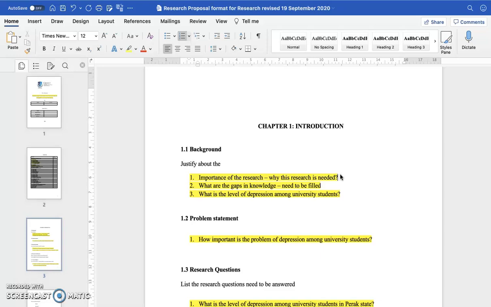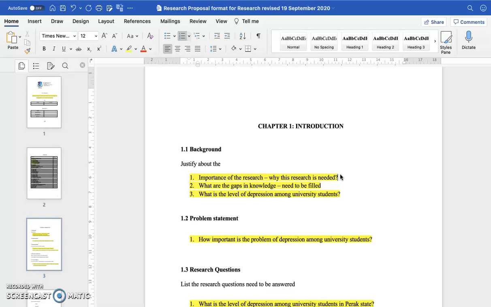What are the gaps in knowledge? Gaps in knowledge means one area not many studies are done. Maybe association between obesity and depression. Not many studies have done. Or association between smoking and depression. Not many studies done. Okay, you have to identify the gaps in knowledge. Which area your research can fill? That you have to type in the background. That also please give the reference.